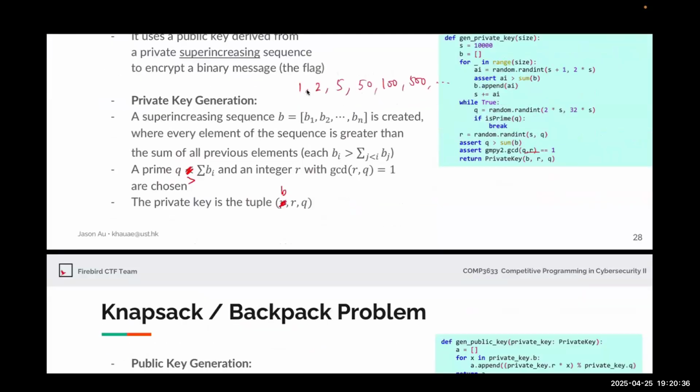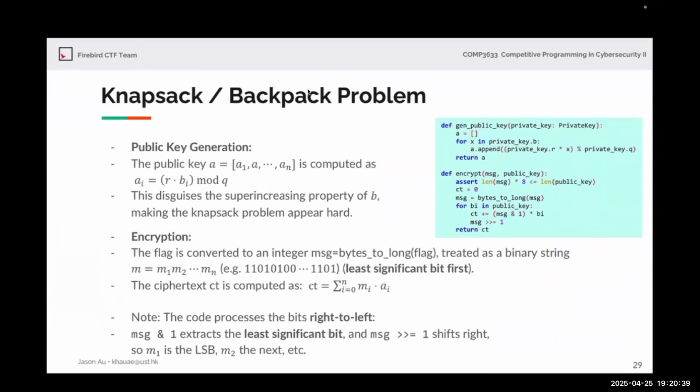And then after generating the private key, we will generate the public key, which is another sequence. This sequence is defined by this formula, but it takes modulo Q. So it will make the knapsack problem appear to be hard. And the encryption process is given a message. And of course, the message is converted to binary, which is a combination of 1 and 0.